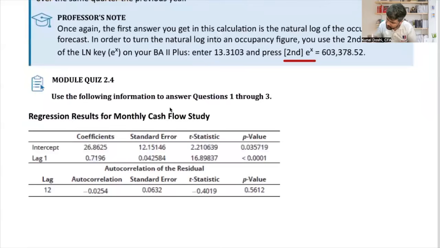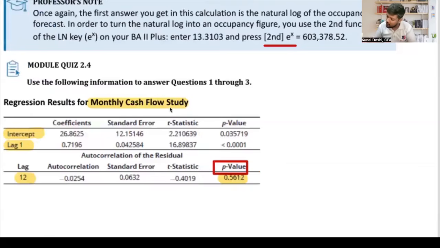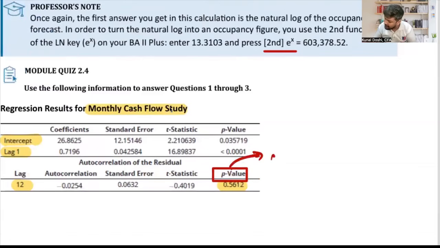So here is the model regression result for monthly cash flow studies done. Intercept with lag 1 and lag 12. So these are monthly, right? So we do lag 12. Okay. P value is 0.5612. Now, even if you take 5% significance, and they told us any significance, whatever significance you take, 5, 10, or 1, P is greater than alpha. So we fail to reject the null. Am I correct? We don't reject the null.